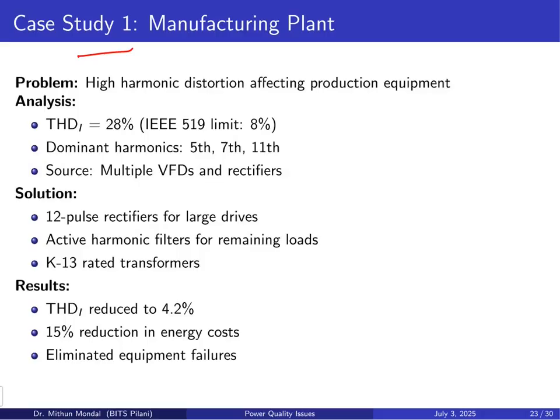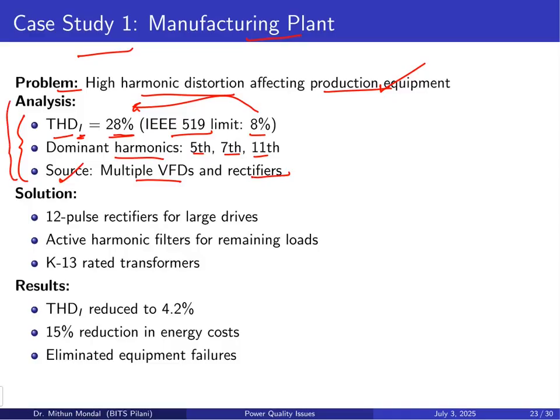Let us take case study 1 in a manufacturing plant. The problem is that high harmonic distortion is affecting the production equipment. Let us do the analysis. The THD of the current is 28%, whereas the IEEE 519 limit is 8%, so it is quite high. The dominant harmonics present in this production equipment are the 5th, the 7th and the 11th harmonic, so these are the odd harmonics. The sources causing these harmonics are multiple variable frequency drives and rectifiers. This is the analysis done by the engineers for this production plant, and you have high harmonics.